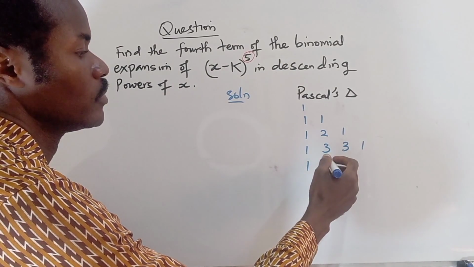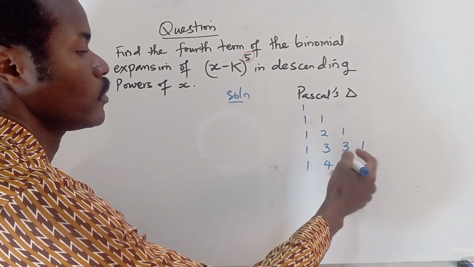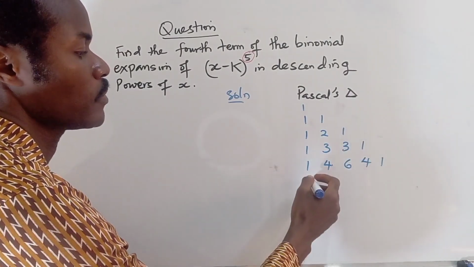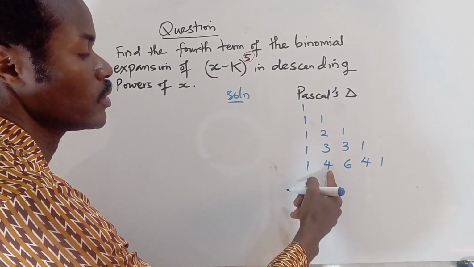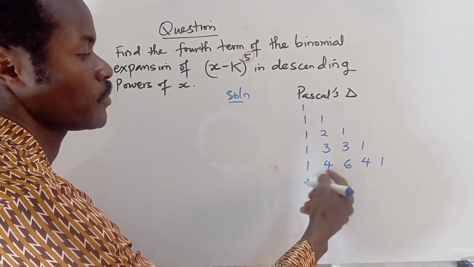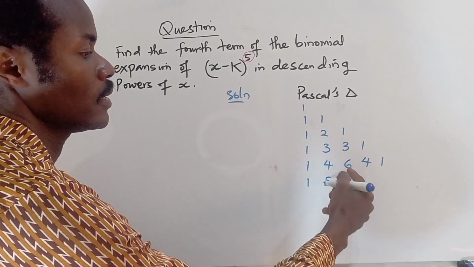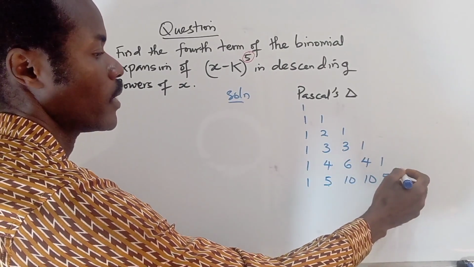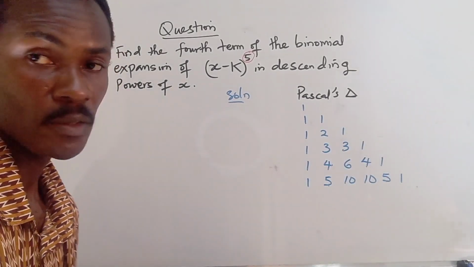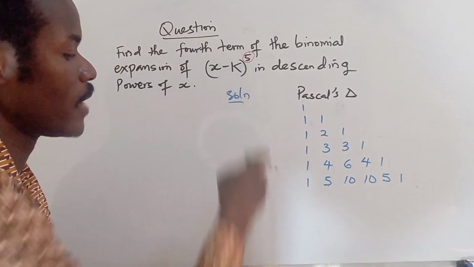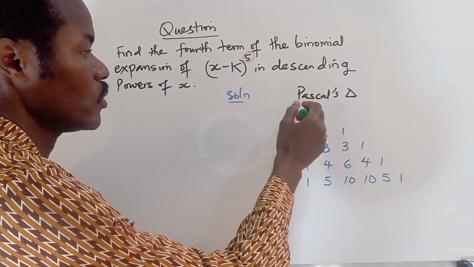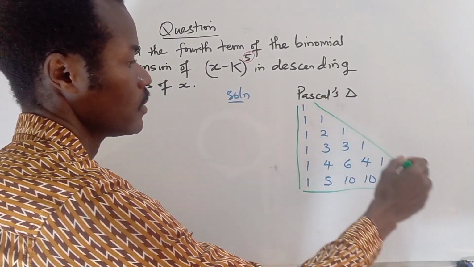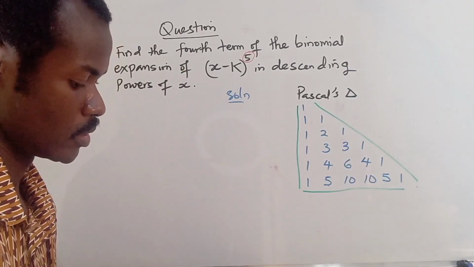Now we have 1. 1 plus 3 is going to give us 4. 3 plus 3 is 6. 3 plus 1 is 4. And we have 1. Start with 1 again. 1 plus 4 is 5. 4 plus 6 is 10. 6 plus 4 is 10. 4 plus 1 is 5. And we have 1. Because we are dealing with the power of 5, our triangle, we are going to stop here. This gives us our triangle.